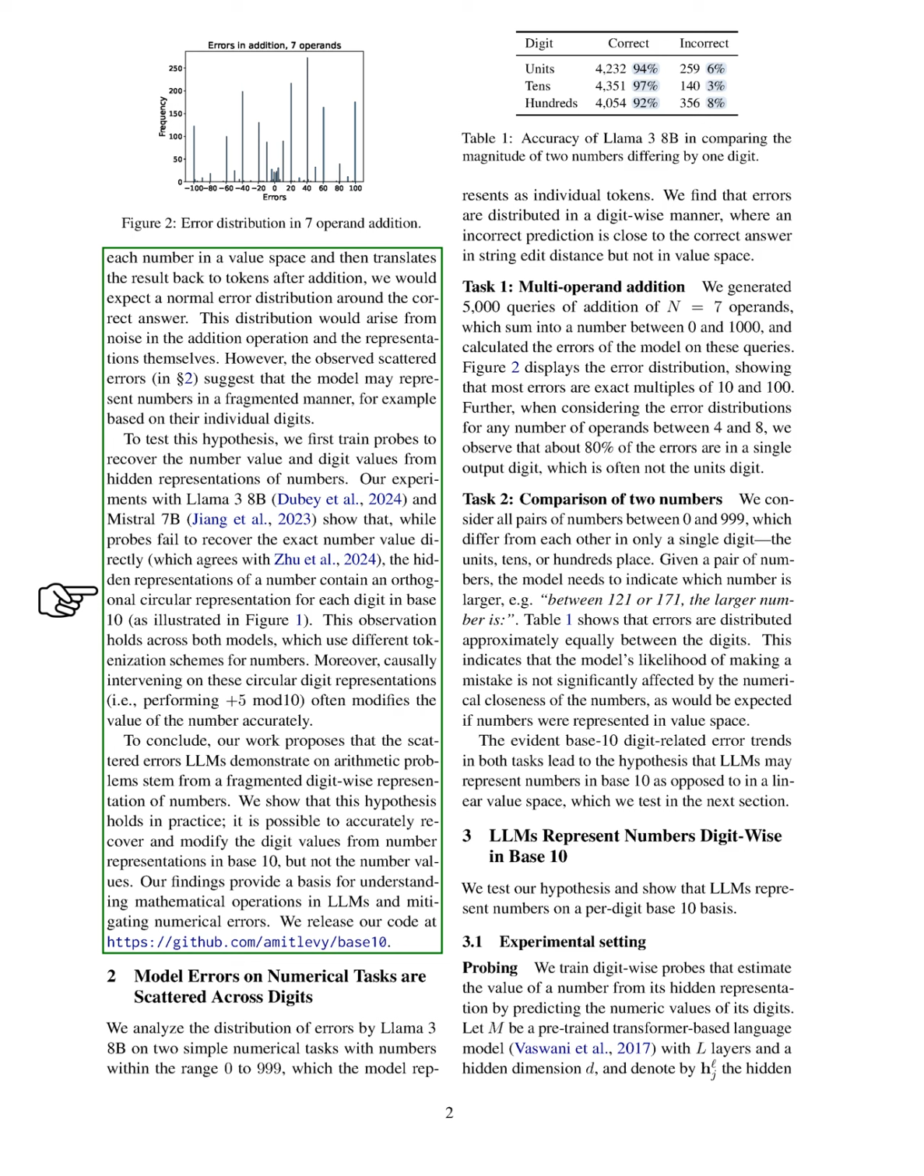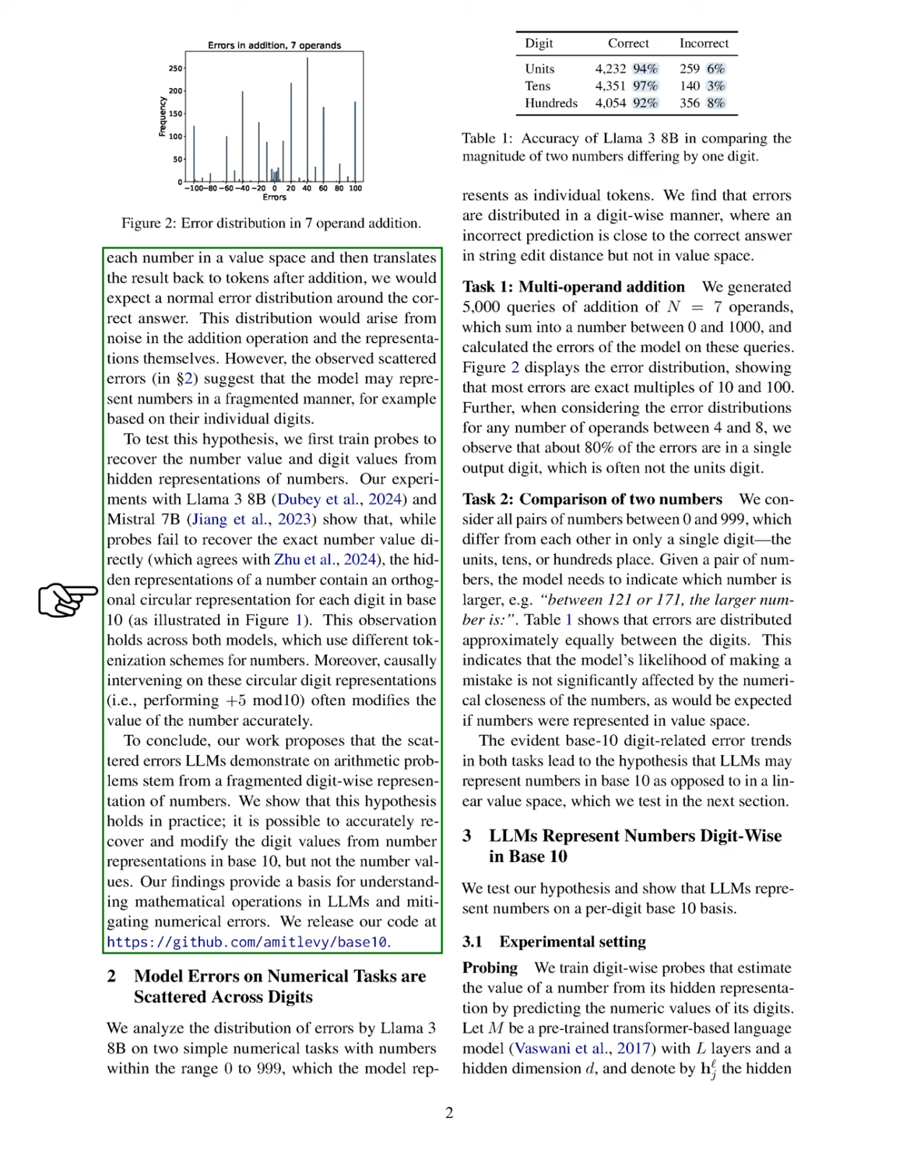Our experiments with Llama 3.8b and Mistral 7b revealed that while the probes struggle to retrieve the exact number value, they can identify a circular representation for each digit in base 10. Moreover, when we manipulate these circular digit representations, such as adding 5 modulo 10, we can accurately change the number's value.